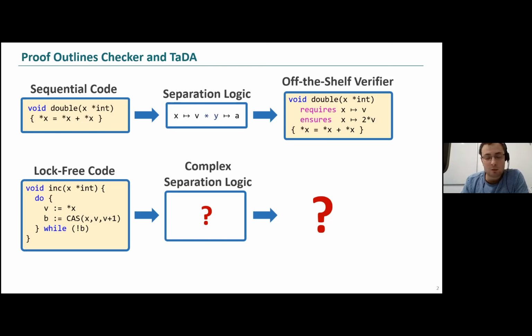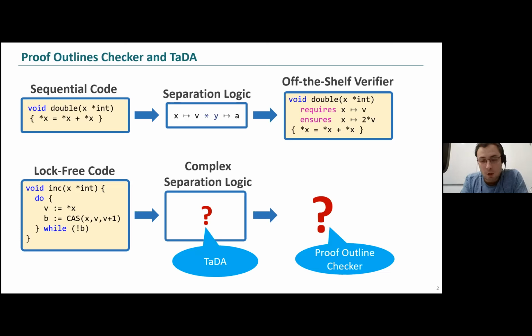So let us take a quick peek at one of our contributions. In our work, we propose techniques that enable the development of a so-called proof outline checker. It's a tool that can automate the complex logic TaDA in order to verify lock-free code with a high automation. But let's get there step by step.